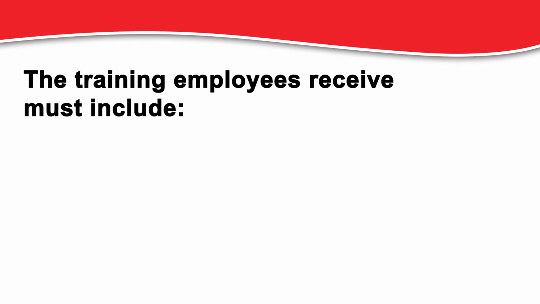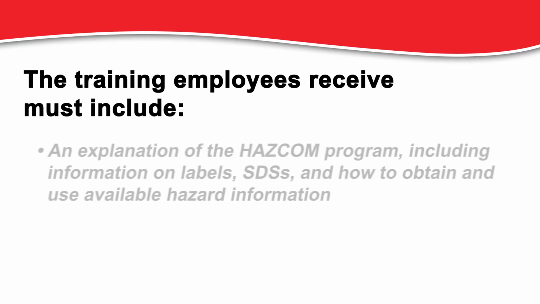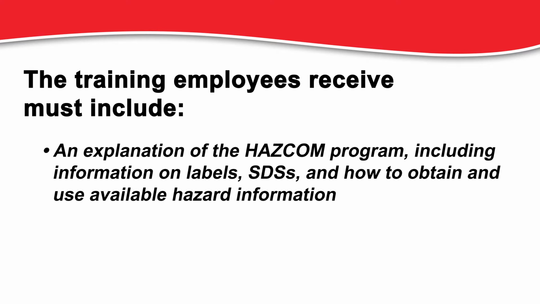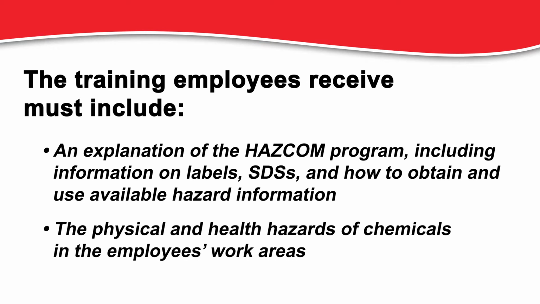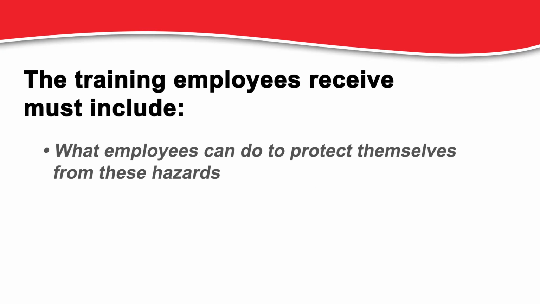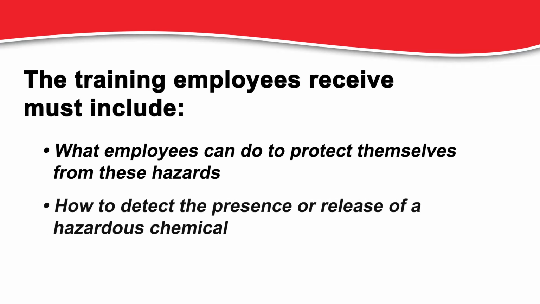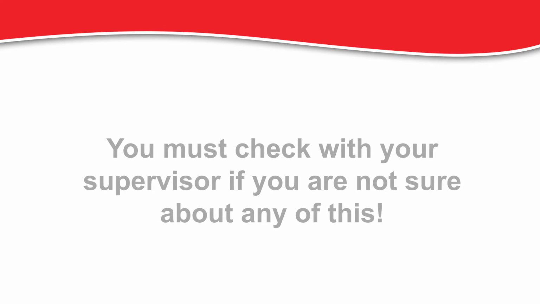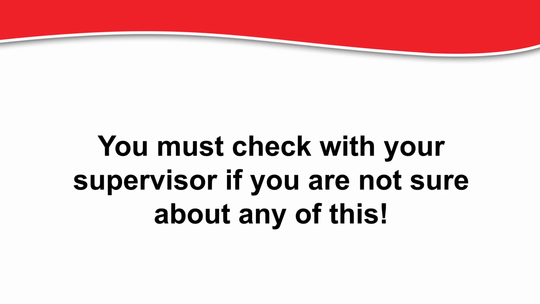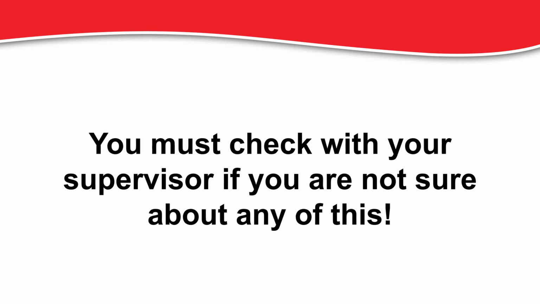The training employees receive must include an explanation of the HAZCOM program, including information on labels, SDSs, and how to obtain and use available hazard information. The physical and health hazards of chemicals in the employees' work areas. What employees can do to protect themselves from these hazards. How to detect the presence or release of a hazardous chemical. You must check with your supervisor if you are not sure about any of this.